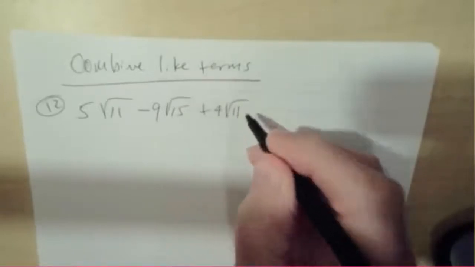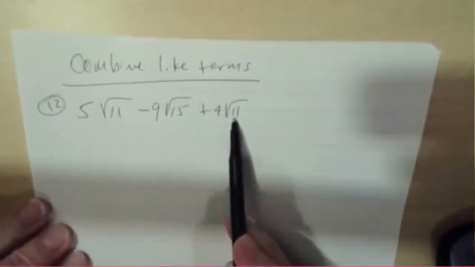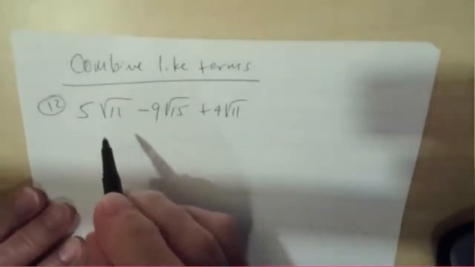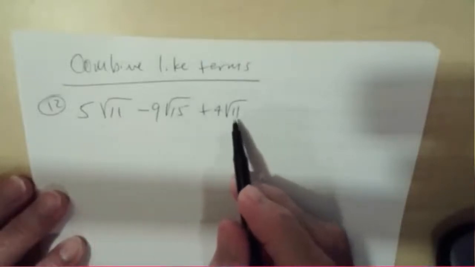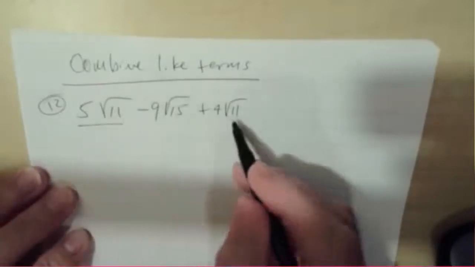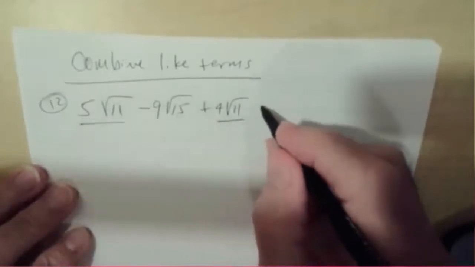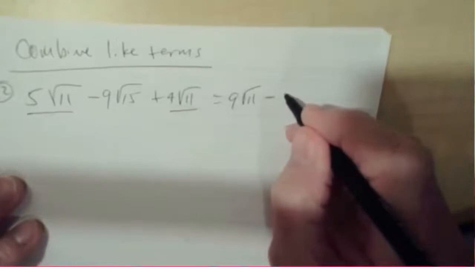Okay. We can't factor anything here because 15 is not a prime number, but 11 is. So we can't do anything there. However, remember, like terms have to have the same number under the radical, the radicand. That's the number underneath the square root symbol. So these are like terms. This is not. So we have 5 and 4 is 9 times the square root of 11 minus 9 square root 15.